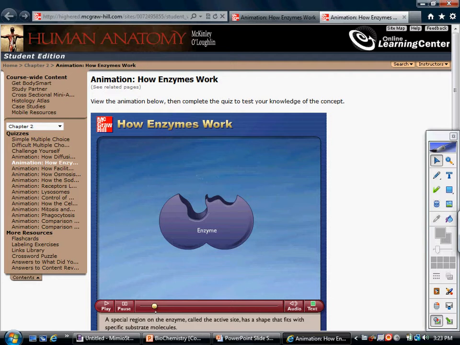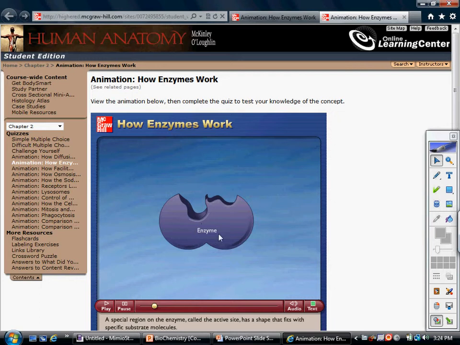Basically what we're looking at here is an enzyme, and I showed you guys this animation before you were introduced to an enzyme. So let's just first, real quickly, enzymes are proteins, okay? And one of the functions of proteins is to help facilitate chemical reactions.